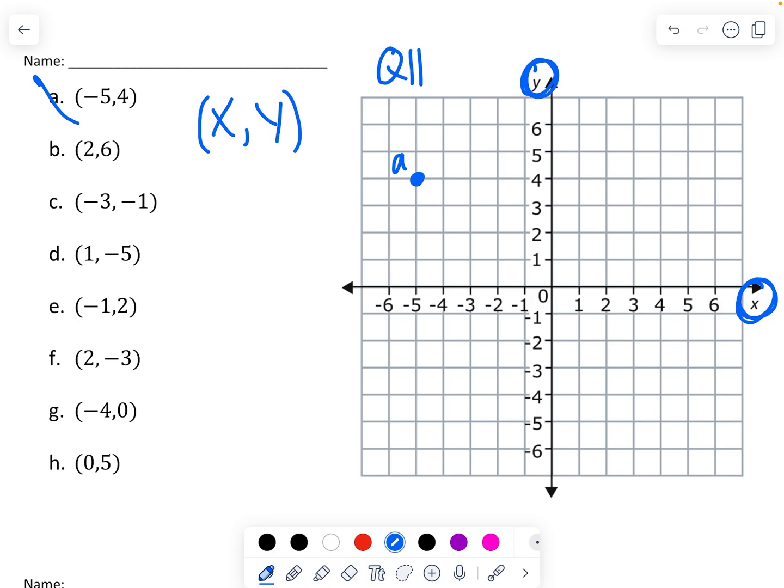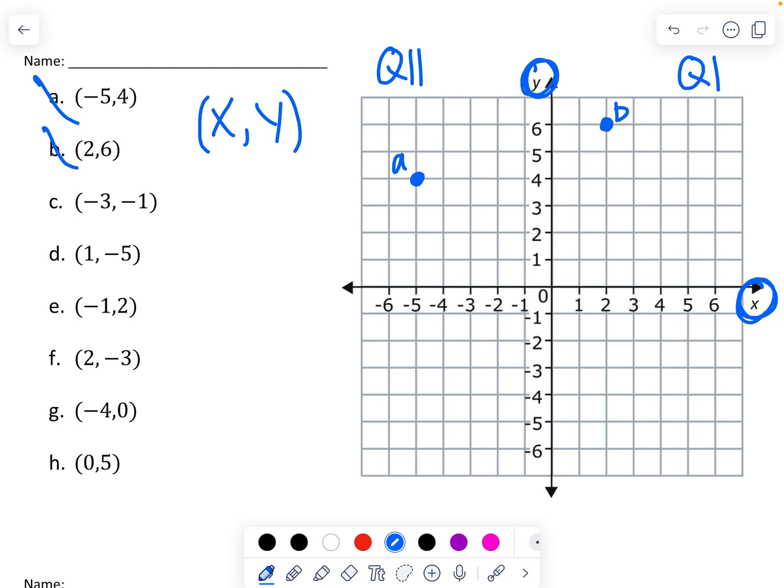So point B is +2, +6. Before you even plot it, I want you to think: what quadrant is that one going to be in? Both numbers are positive, so it's going to be in quadrant 1, and we're starting at 0. Since it's a +2, we're going to go to the right 2, and since it's a +6, we go up 6. So it would go at 2, 6, right there. Label it B.